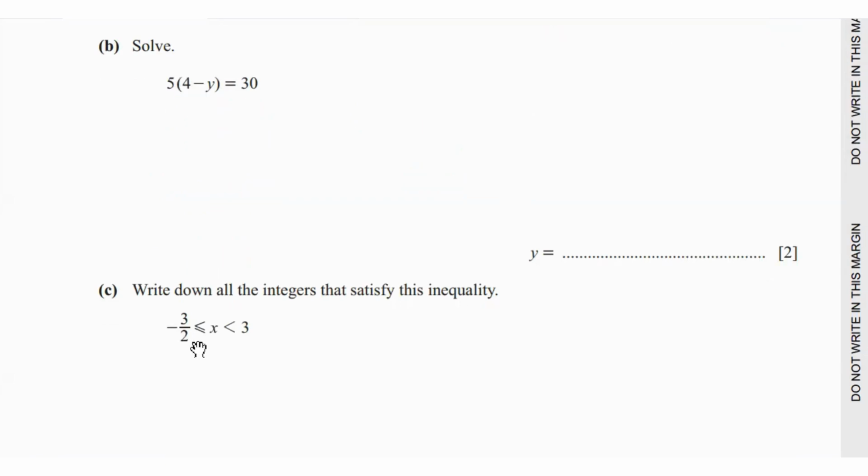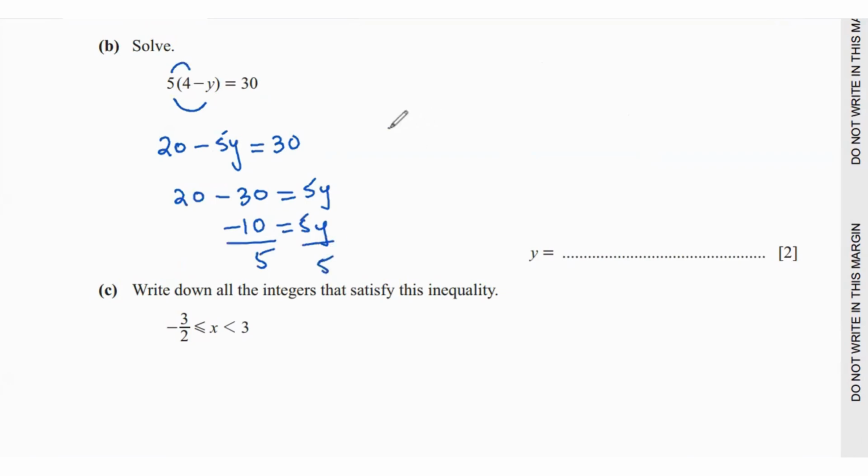An alternative method would have been to expand the brackets. So you multiply 5 with 4 and negative y. That's going to be 20 minus 5y equals 30. Then we swap 5y with 30. So 20 minus 30 equals 5y, which is negative 10. Divide both sides by 5, and that also gives us negative 2 equals y. Both ways are correct. Choose the one that suits you most. Either way, you'll get the same answer.